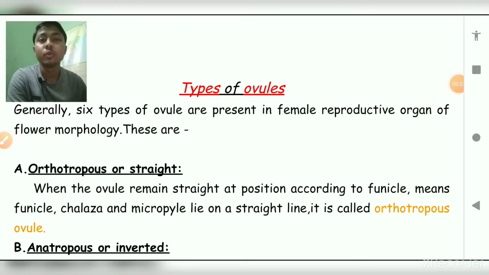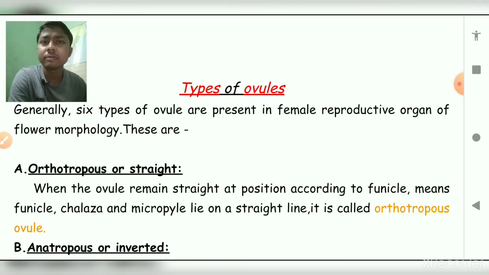Now in today's video we're discussing types of ovules. In the previous video we already discussed types of placentation and the structure of an ovule, but here we're discussing types of ovule and how they look. Basically, 6 types of ovule are present inside a flower of an angiosperm plant: orthotropous, anatropous, campylotropous, hemianatropous, amphitropous and sarcinotropous.